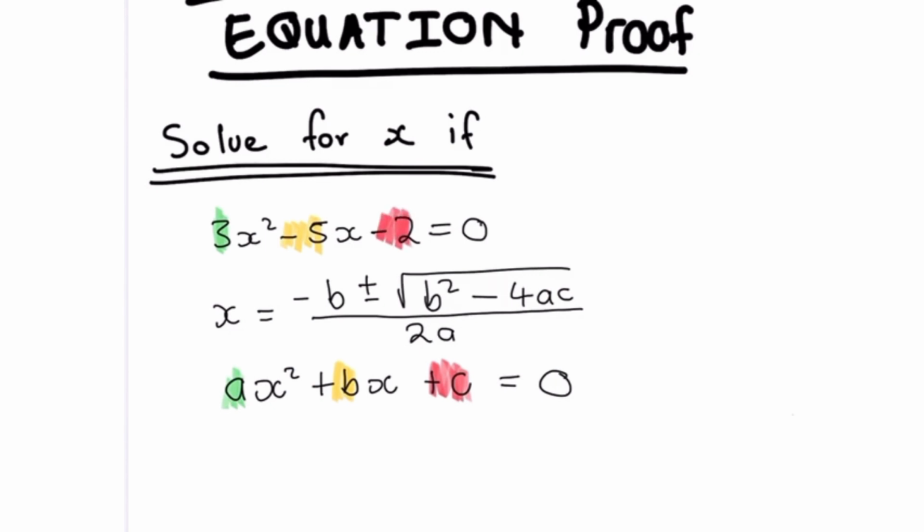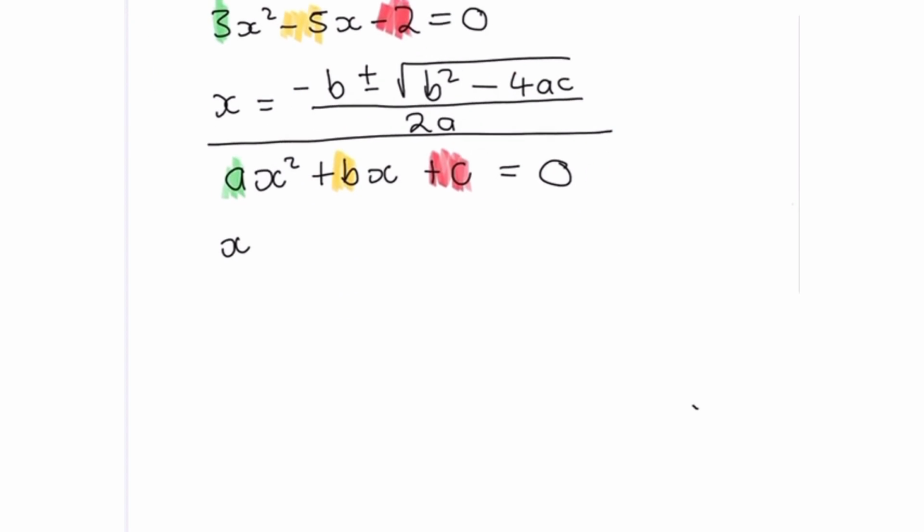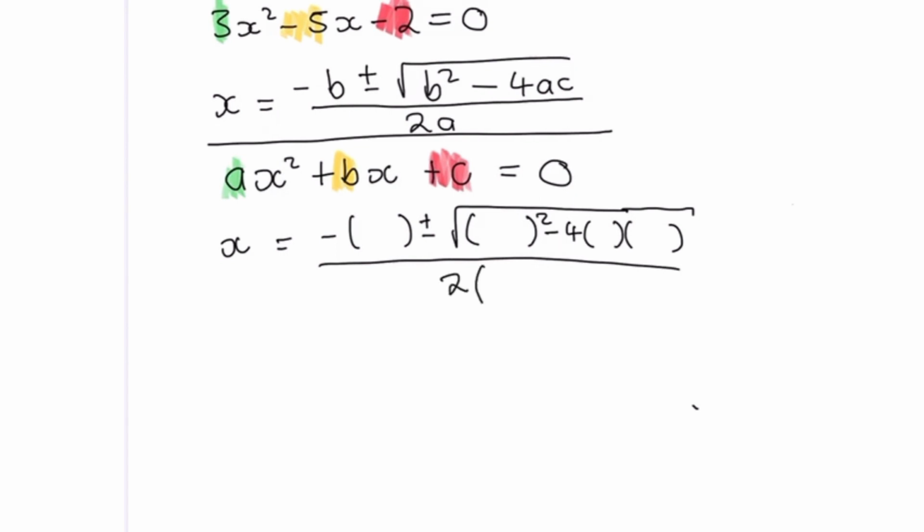And then you can come to this equation and say, okay, now I'm using this equation. X is therefore negative b, you open the brackets for it, plus or minus the square root of the very same b squared minus 4, you put your a, you put your c, and then you divide everything by 2a.